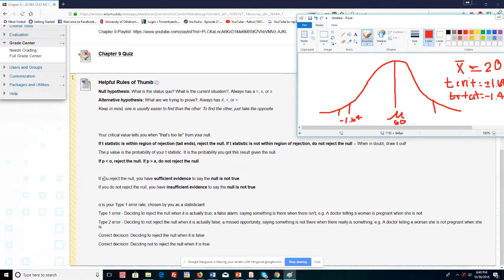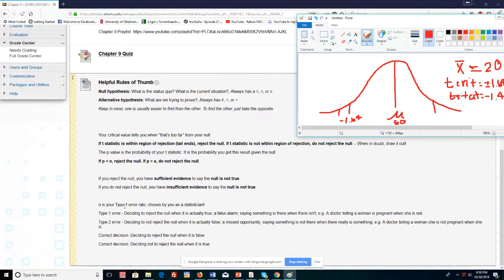For those conclusions, if you reject the null, then you have sufficient evidence to say the null is not true. And if you do not reject the null, you have insufficient evidence to say that the null is not true. The reason that we are only comparing it to the null and whether it's true or not is because we're using conditional probability, right? What's the probability that we would get this result given that the null is true? Well, we have evidence to say that the null is not true, or we have insufficient evidence to say that the null is not true.